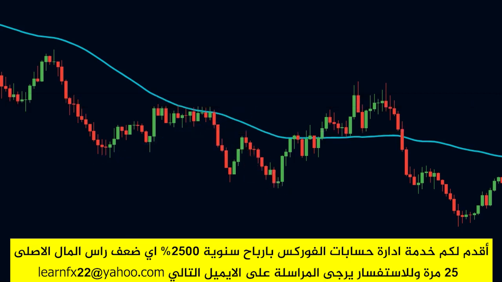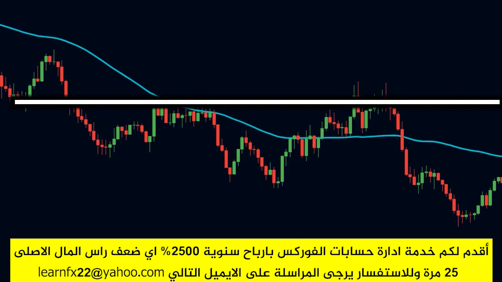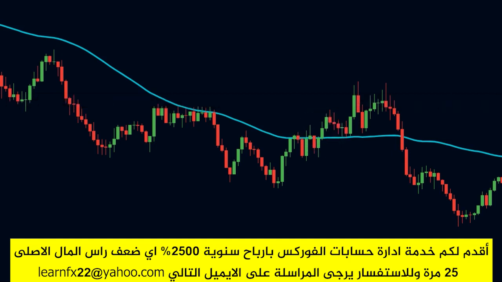All this was very simple, but the next pullback was a complex one. Here we see that the price comes right into the previous area of resistance. At this point the 50-period moving average is broken. This is the reality of the market.